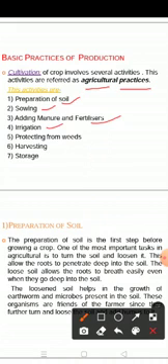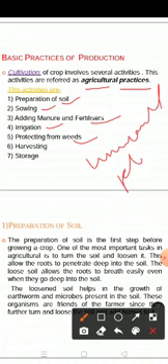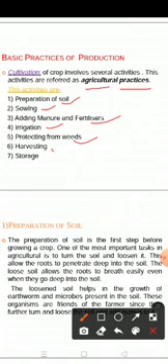Now irrigation, सिंचाई करना, we irrigate them with water. Protection from weeds, weeds means the unwanted plants. Then harvesting, we harvest the crops. And storage: we keep a buffer stock on a large scale. We store the grains of the crops, and that is called storage.